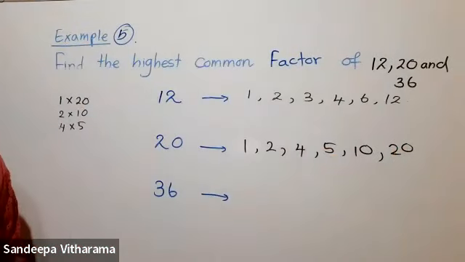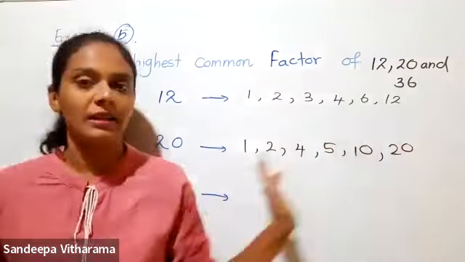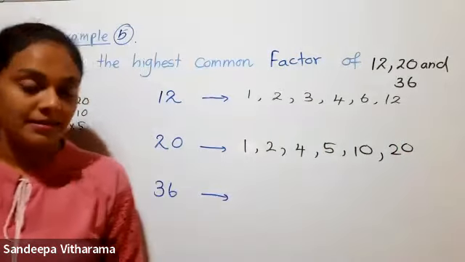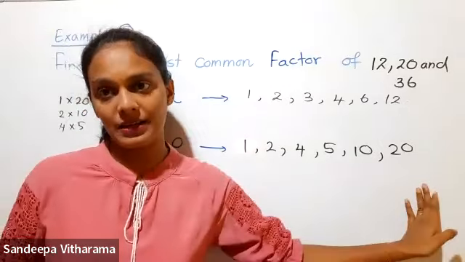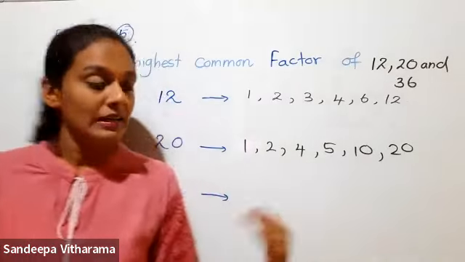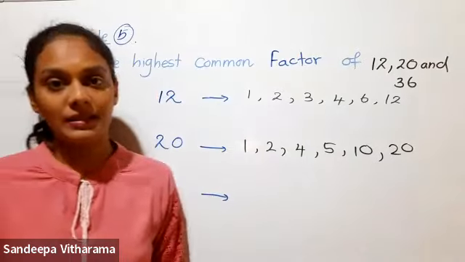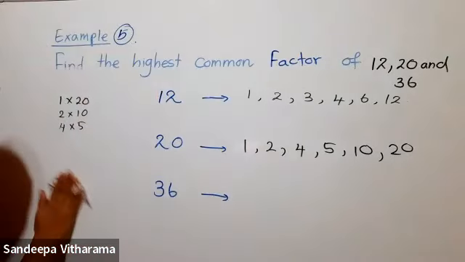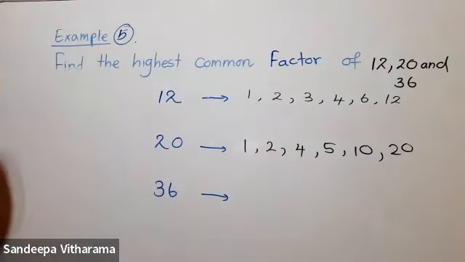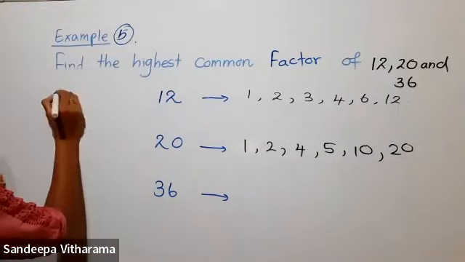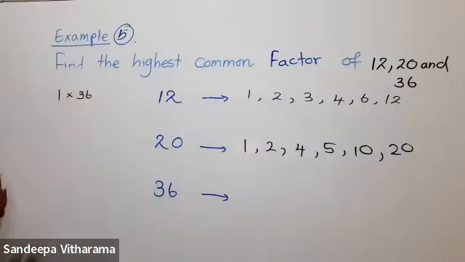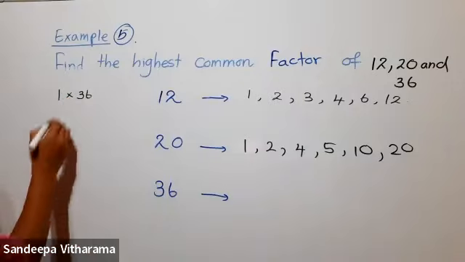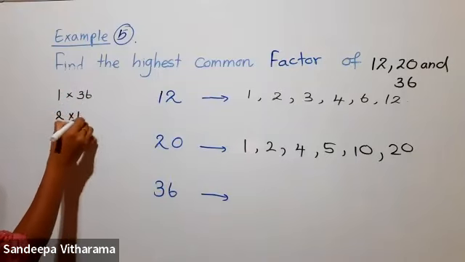Then you can see when I write the factors, I am writing in ascending order, no? From smallest to largest, because it makes it easier for us to identify the highest common factor. Okay, let's go to 36. How can we obtain 36? I will write 1 into 36. What else? 2 into 18. Yes.